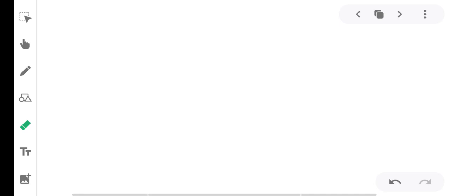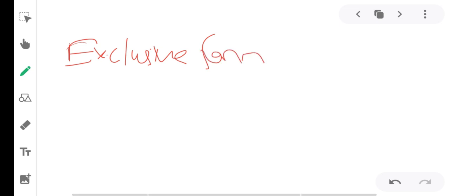So the first type is exclusive form. Exclusive form means in this frequency distribution we will include the lower limit of an interval but will exclude the upper limit.